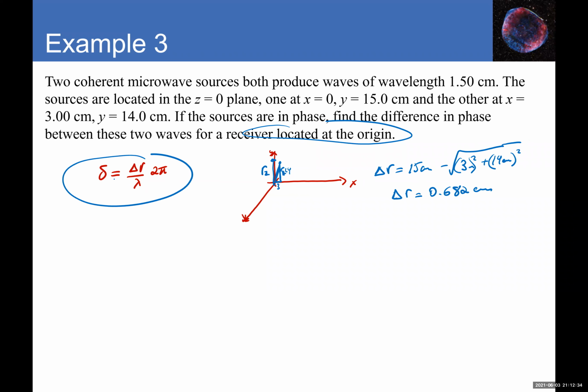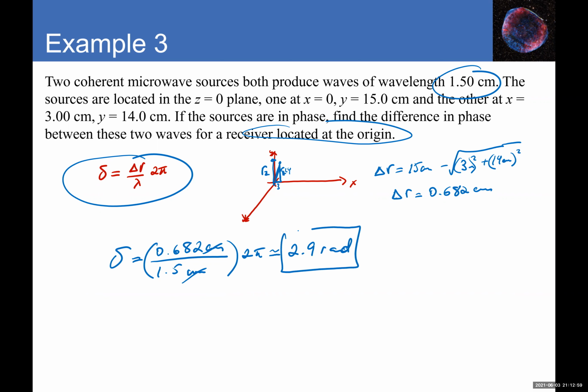Then we can come back here and, using this equation, delta equals 0.682 centimeters divided by the wavelength, which is 1.5 centimeters. The units of centimeters cancel out, then we have 2 pi times that, so our answer will be in radians, which is the appropriate unit that we want. So this will be 2.9 radians. That will be the answer for the difference in phase between the two waves: 2.9 radians.